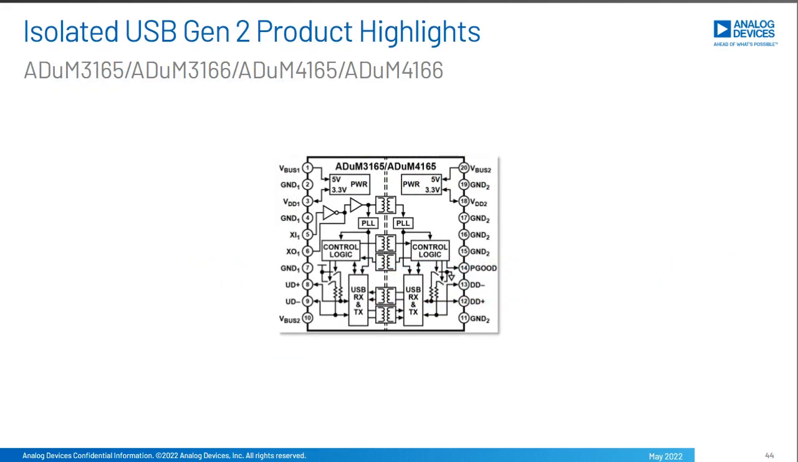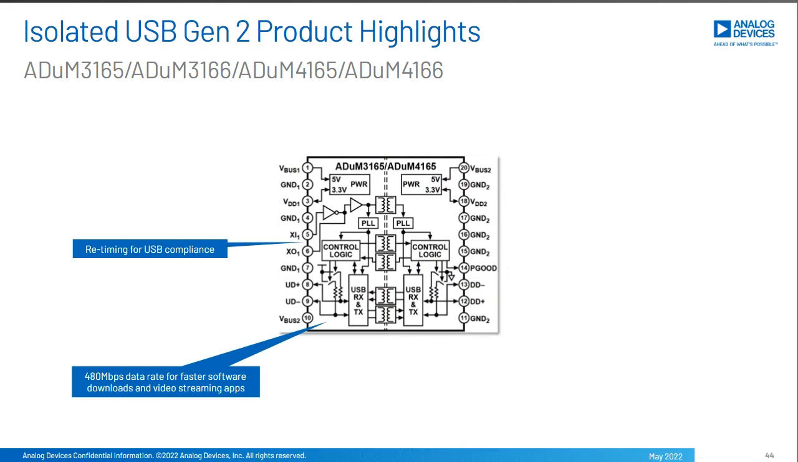So this is the product. It's our second generation USB isolator. It's the ADUM 3165 and family. There's 4 generics in total. I'm just going to highlight some of the key features here. The most important one being the support for 480 megabits data rate in both the upstream and downstream direction. And this is useful for software downloads and video streaming applications.